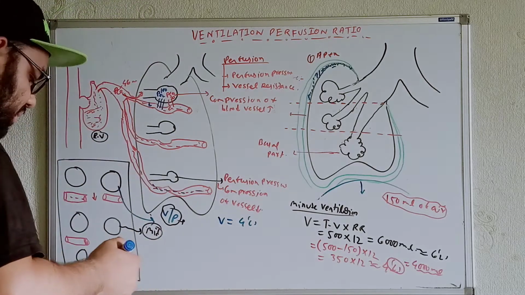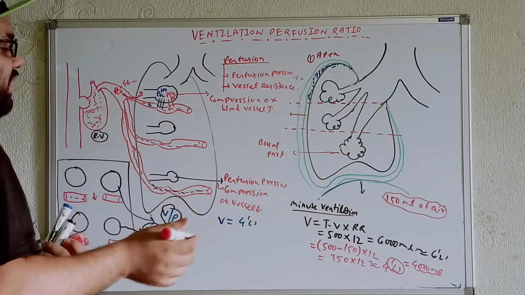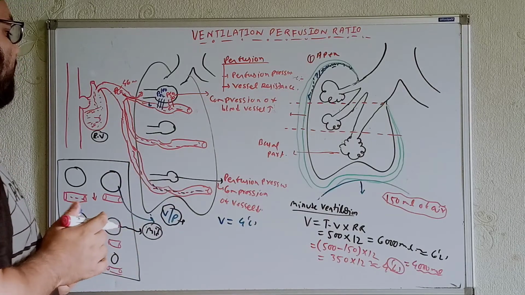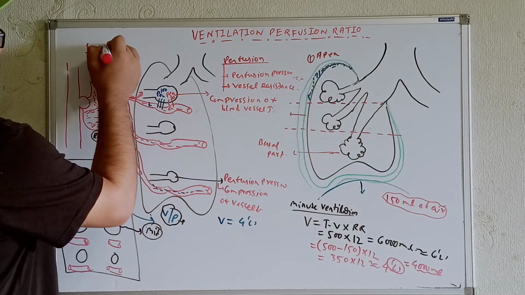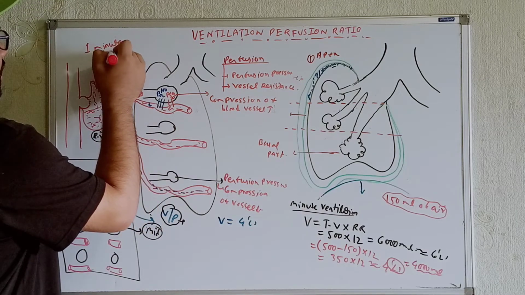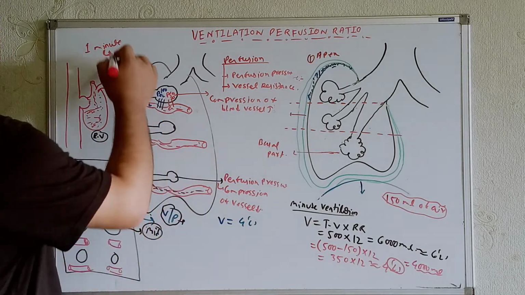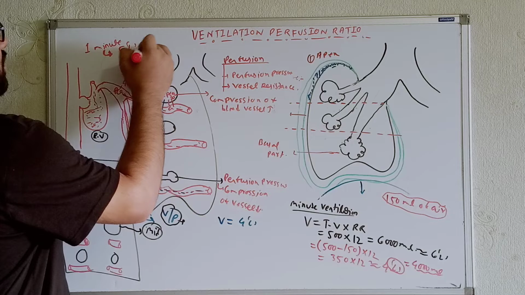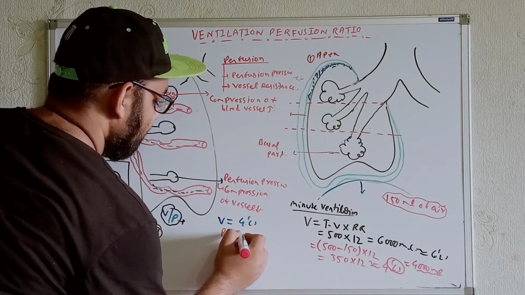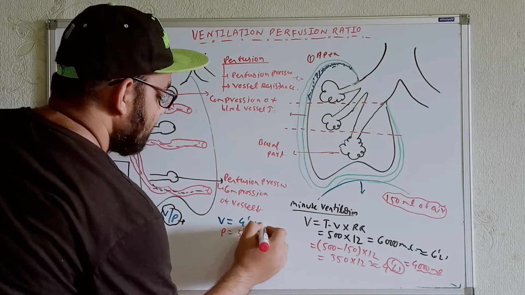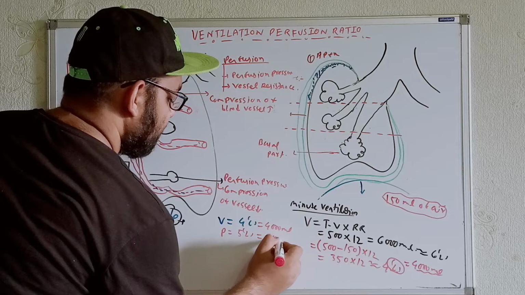Okay, now if you talk in terms of perfusion over here, how do we know how much blood the heart pumps in 1 minute? The heart that is pumping the blood in 1 minute pumps around how much? 5 liter. That's the cardiac output. So the perfusion over here is 5 liter, so we have 4000 ml and 5000 ml.